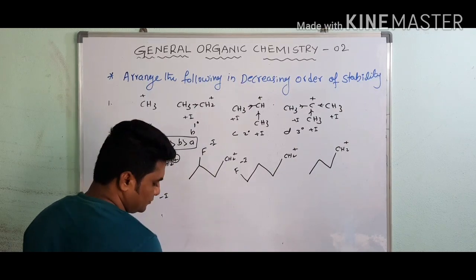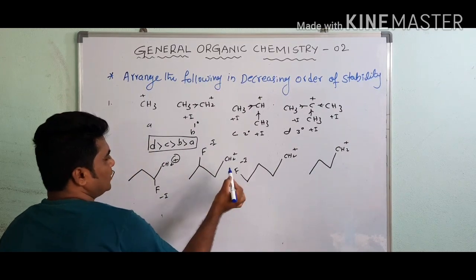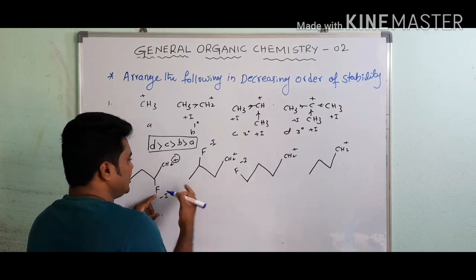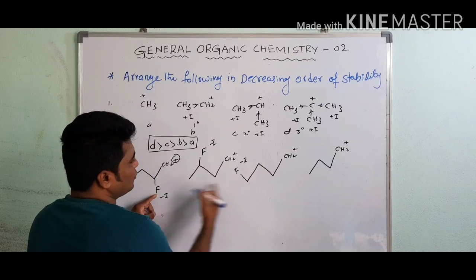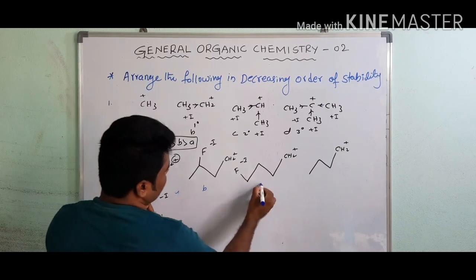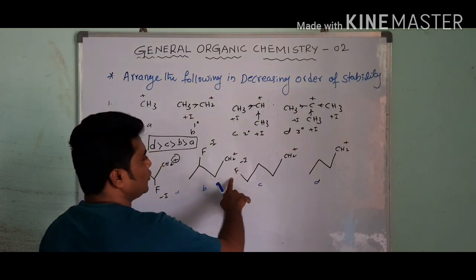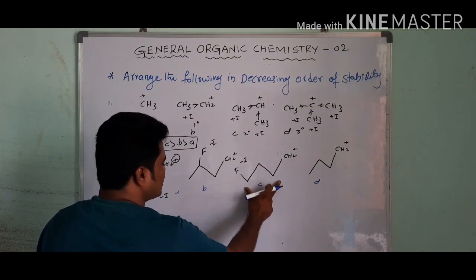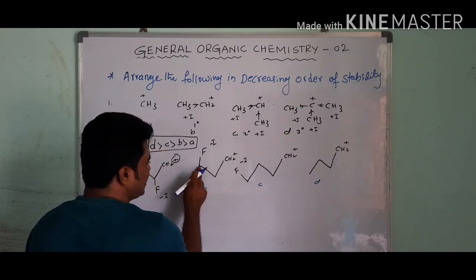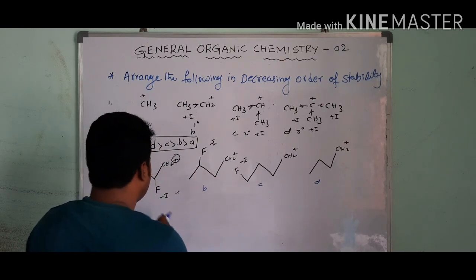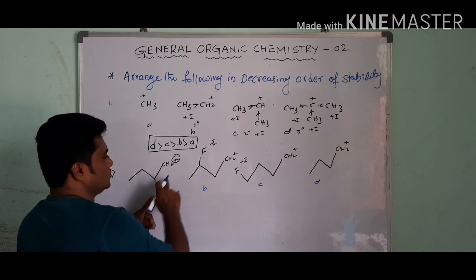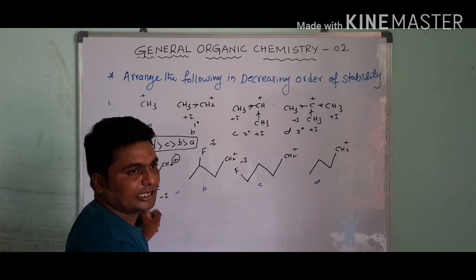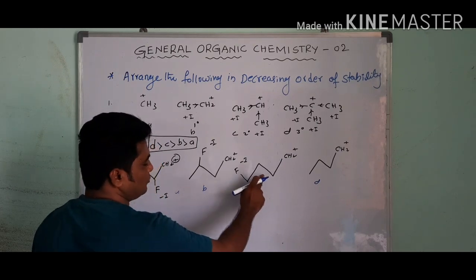Just compare here. See here, the distance between carbocation and fluorine increases from A to D. See A, B, C, D. So here the fluorine is far away from this carbocation, so it is more stable as compared to this one. Why? Because this one is a little bit near to the carbocation, and here it is closely attached. And we know that the inductive effect decreases with distance. Here the inductive effect is less.